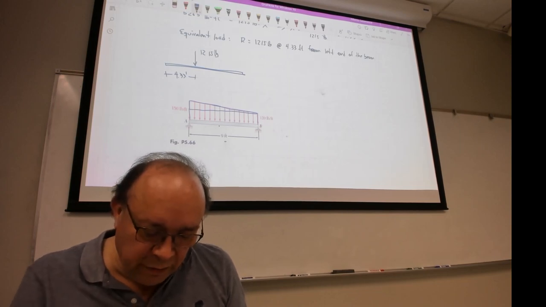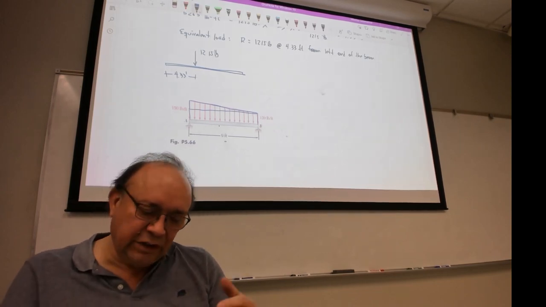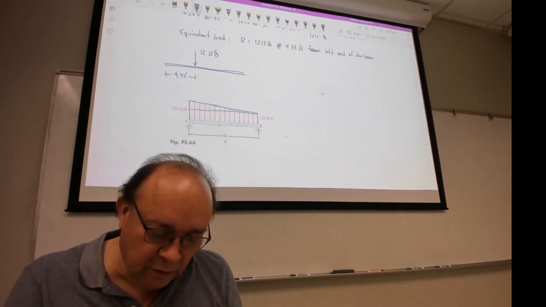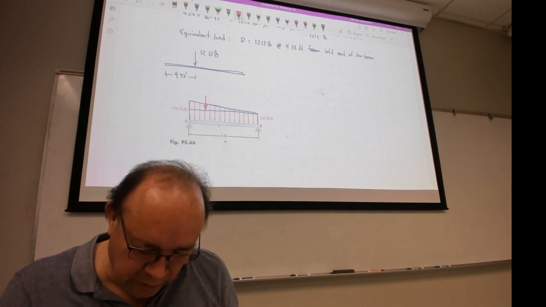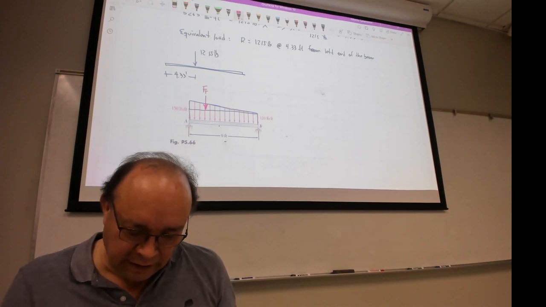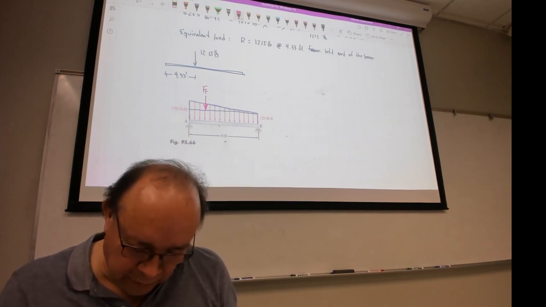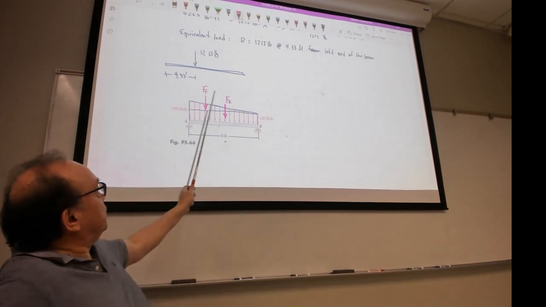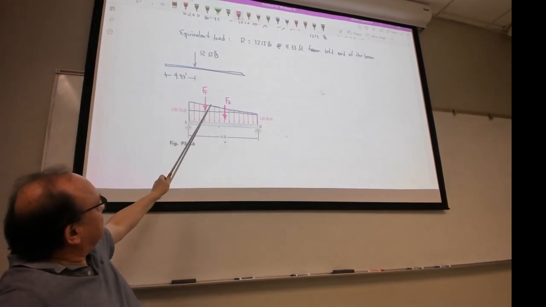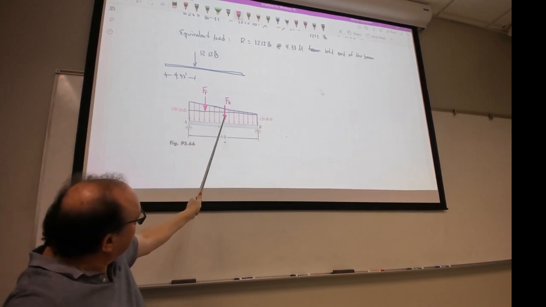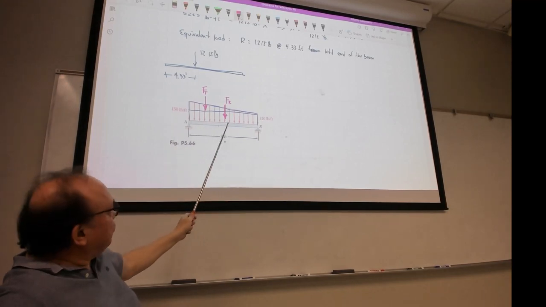The triangle will be replaced by an equivalent force here. Let's put a different color here. I'm going to call it the force of the triangle, and the rectangle, I'm going to put over here, the force of the rectangle. I put the force of the triangle more towards the left because there is more load here than over there, so it's not going to be in the middle like the rectangle. The rectangle is in the middle because it's symmetric, right? It's right in the middle.